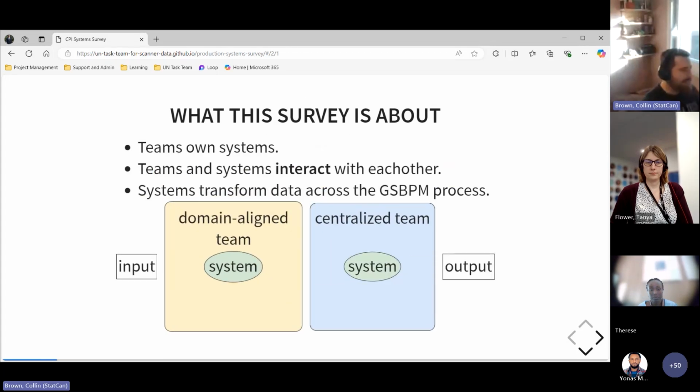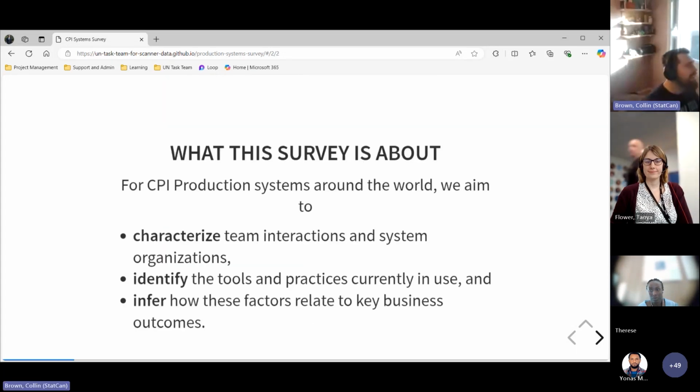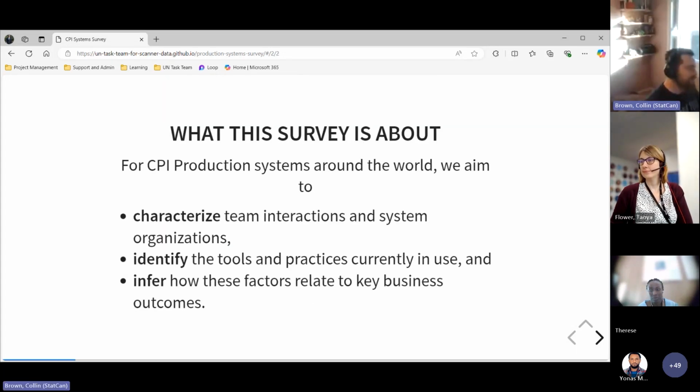So yeah, I'll give a more precise definition of each of these terms, but the key idea is that teams own systems. Those systems and teams communicate with each other in the flow of work to turn inputs into outputs at a very high level. And in our case of consumer price index, this happens in the context of the generalized statistical business process model by the UN.